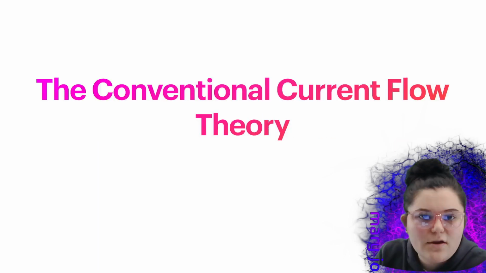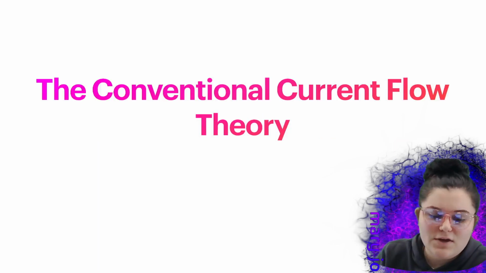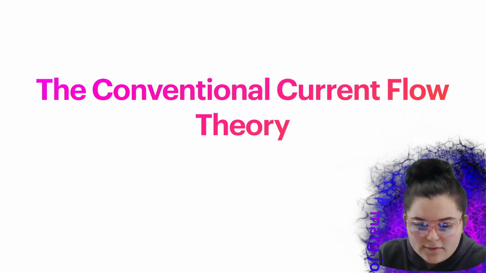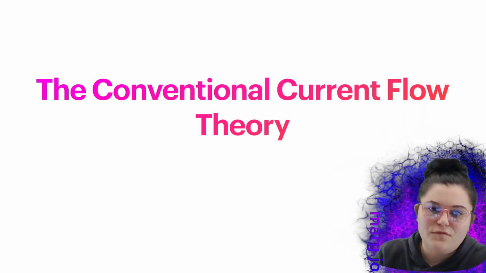The second theory you might see is the conventional current flow theory. This was defined by Benjamin Franklin and is older than the electron flow theory. This theory states that the current flows from the most positive point to the most negative. It's still widely used for various reasons.